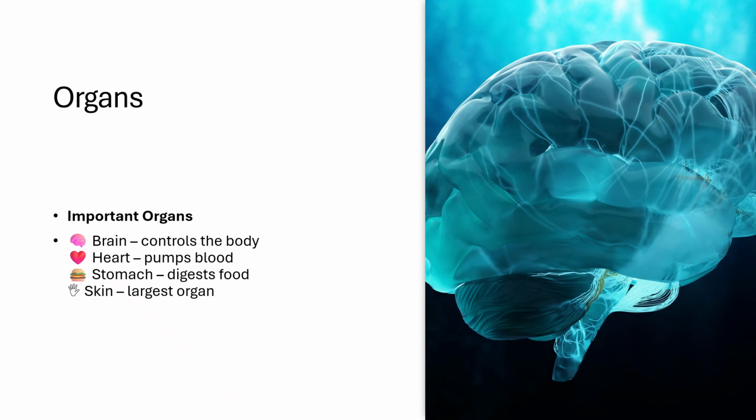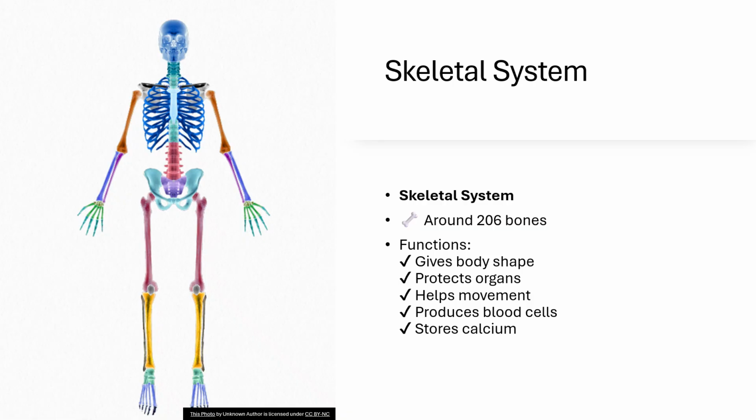Different tissues combine to form organs. Each organ performs a special function that helps the body stay alive and healthy. The skeletal system supports the body and protects important organs like the brain and heart. Bones also help produce blood cells and store calcium.